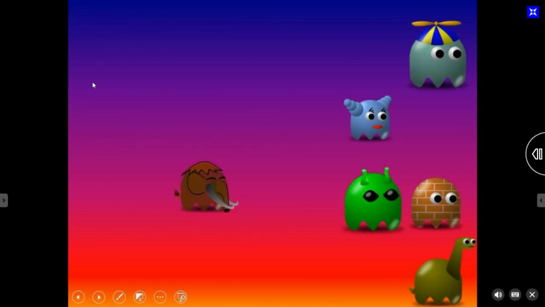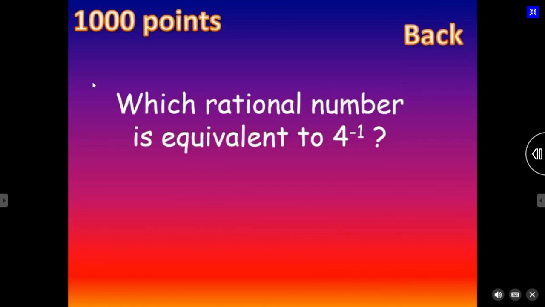Alright, we are on the alien. Only one way to answer this, and it is 8,000 points. 1 over 4. That's a negative exponent. Negative exponent says you got to flip it over.